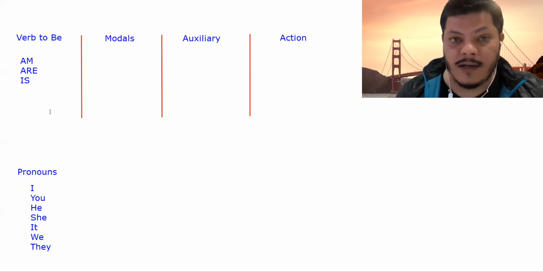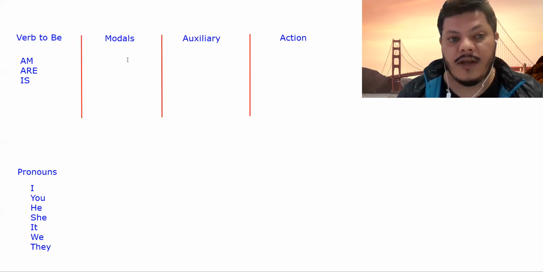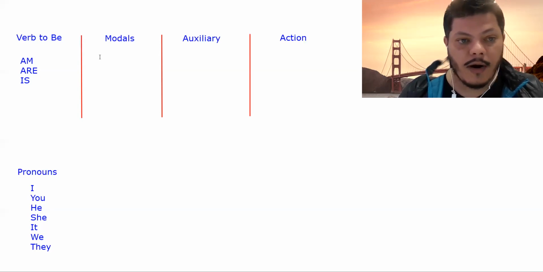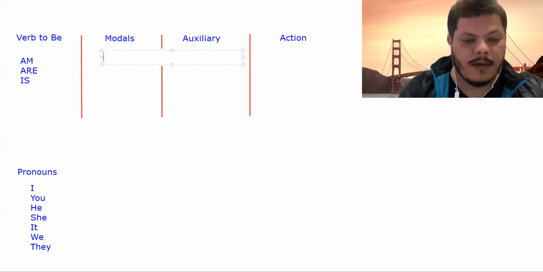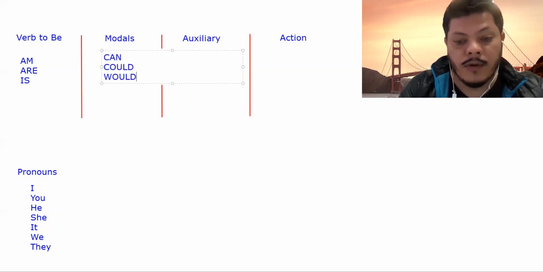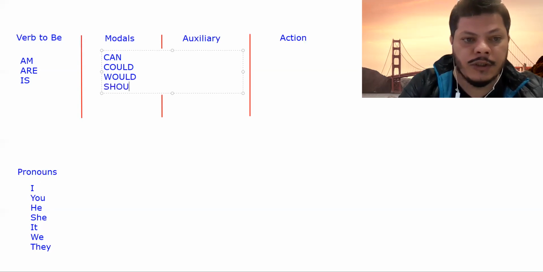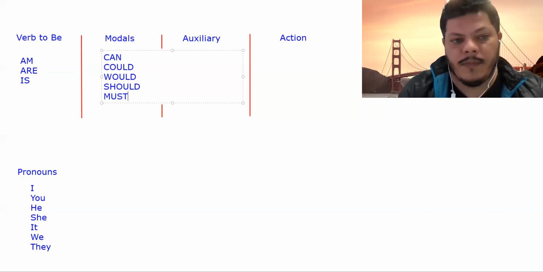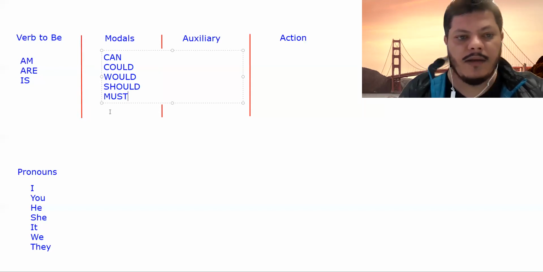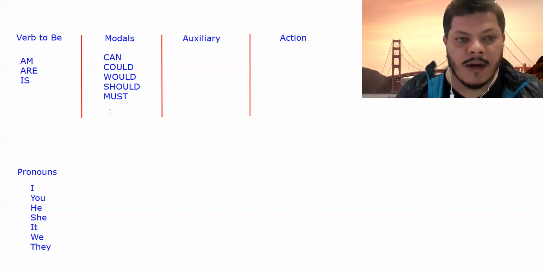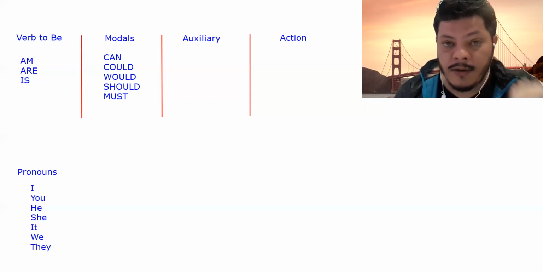Now, the second class of verbs in English are the modal verbs, right? Modal verbs are, for example, can, could, would, should, and must, etc. These are probably the most popular modal verbs, and I'll talk to you in a minute about the differences between them.